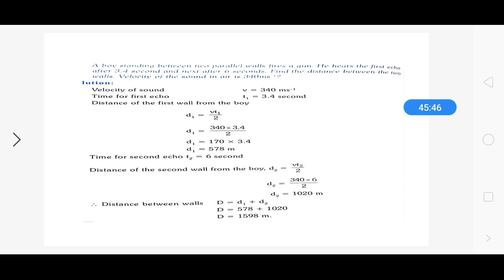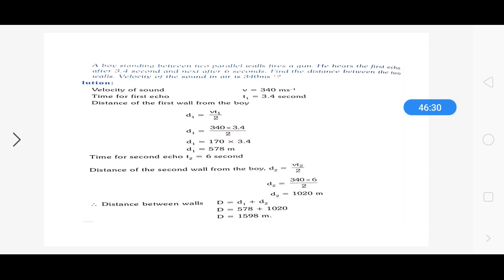So the distance between the two walls will be calculated. By using the formula, d is equal to Vt by 2. First of all we calculate d1, that is Vt1 by 2, and then we calculate d2 is equal to Vt2 by 2. What are d1 and d2 here? d1 is nothing but the distance between the person and the first wall. d2 is the distance between the person and the second wall. If we add these two, d1 and d2, we get the total distance between the two walls.